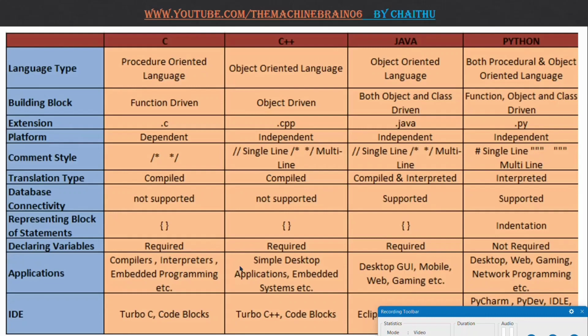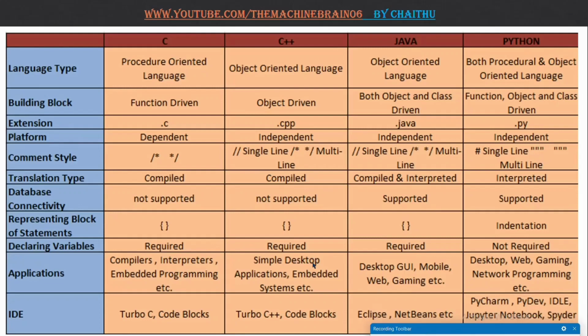Now, what are the IDEs? IDE means integrated development environment. For C, we use Turbo C, Code::Blocks, and Dev C++ to write the C program. For C++, we use Turbo C++, Code::Blocks, and Dev C++. For Java, we use Eclipse, NetBeans, and Visual Studio. In Python, we use PyCharm, PyDev, IDLE, and Jupyter Notebook. These are all IDEs used to write Python programs.